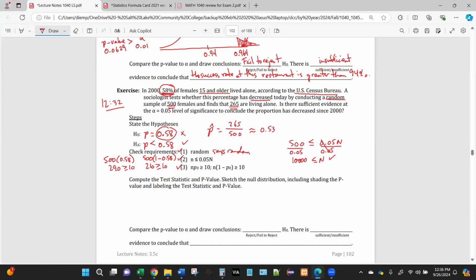Okay, so we draw the normal. We put in the null value of 0.58. Our p hat is 0.53. The p-value for that from GeoGebra was 0.0117.